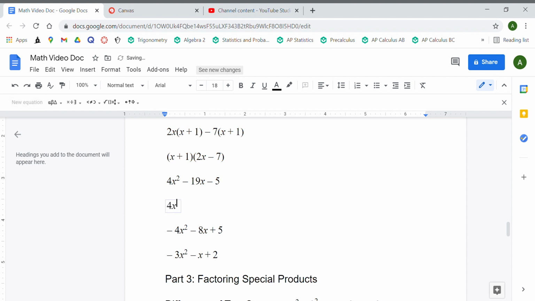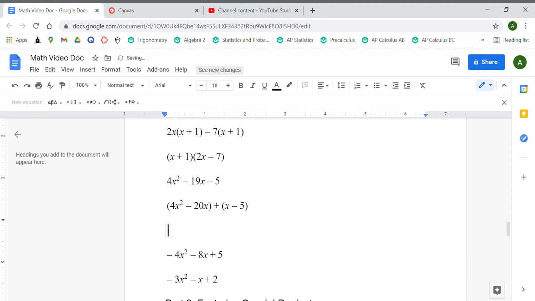So we can rewrite this as 4x squared. The biggest factor must be negative, so negative 20x, plus x minus 5. Take the greatest common factor of each. We get 4x times (x minus 5) plus 1 times (x minus 5). Take that match, put in the rest. There you go.